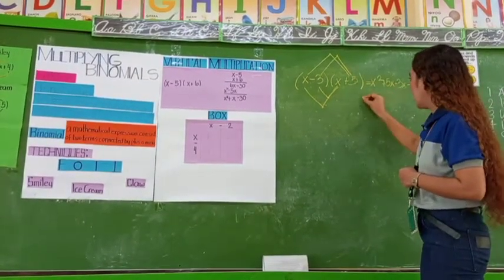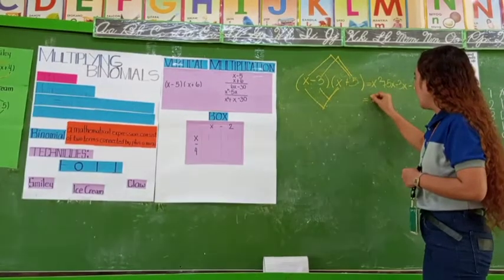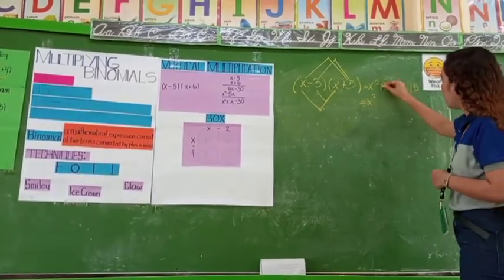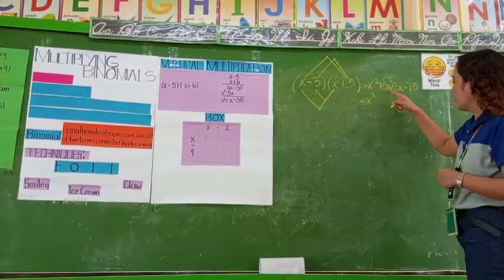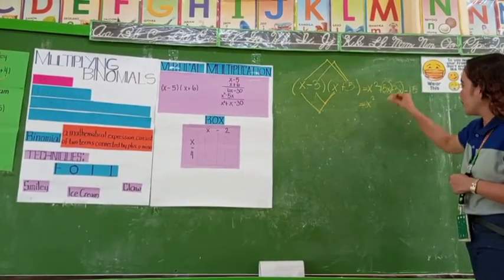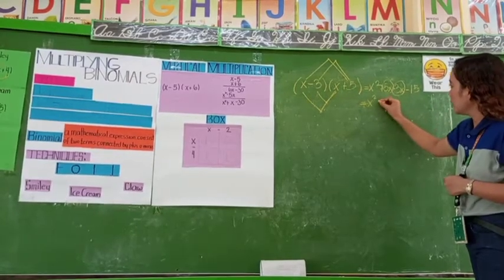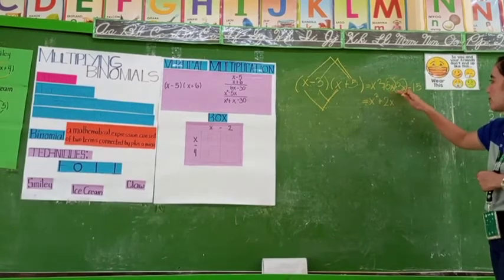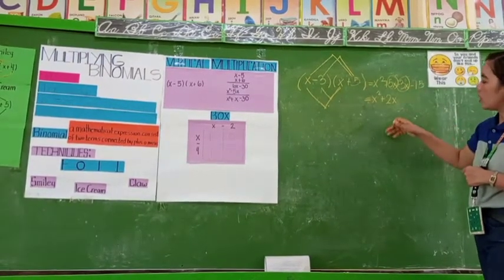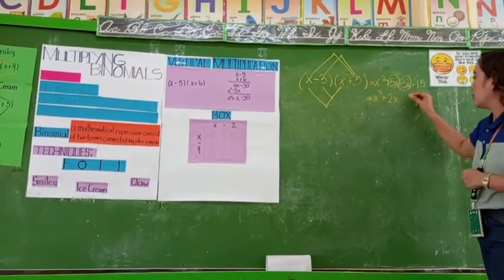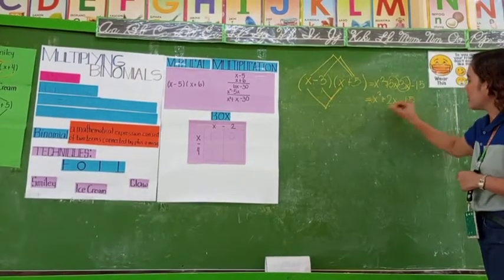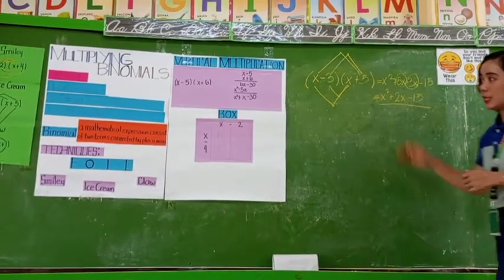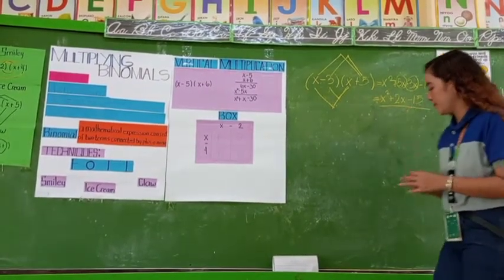So just like what I've said, bring down the unlike terms, we have the x squared, and then the two like terms, we have positive 5x and negative 3x. We have positive 2x, kasi 5x minus 3x is equal to positive 2x, and then bring down negative 15. That's the answer. We have x squared plus 2x minus 15. That is for the ice cream method.